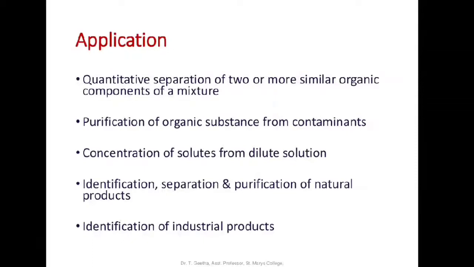Adsorption column chromatography finds application in a variety of fields. For example, it can be used for separation of two or more organic compounds which are otherwise difficult to separate. It can also be used for purification of organic substances by removing impurities. Solutes can also be concentrated from dilute solution by this method. One of its important applications is in identifying, separating and purifying natural products. It also finds application in a variety of industries for product identification.